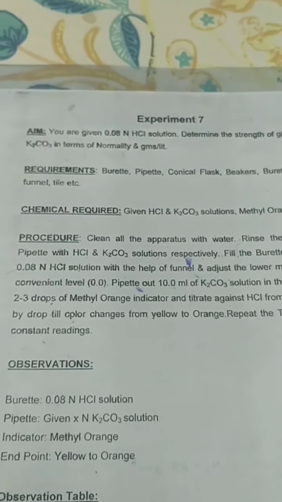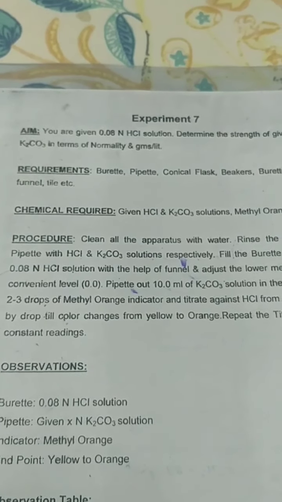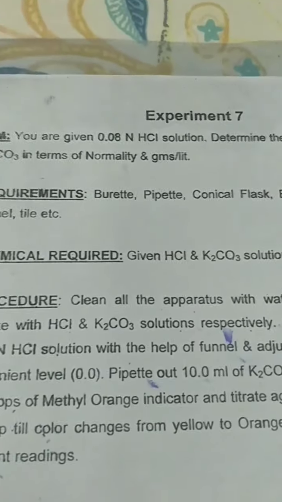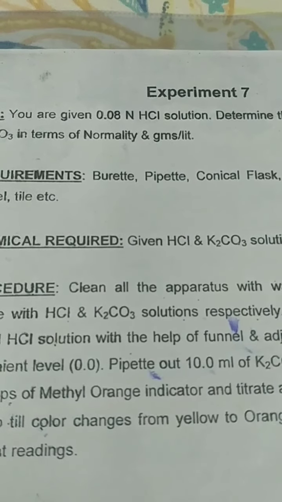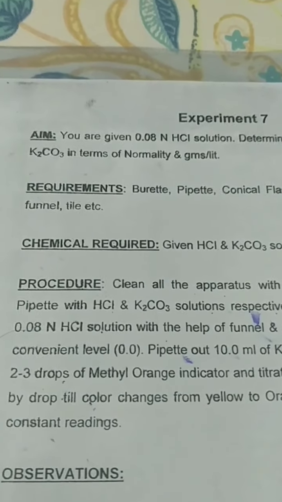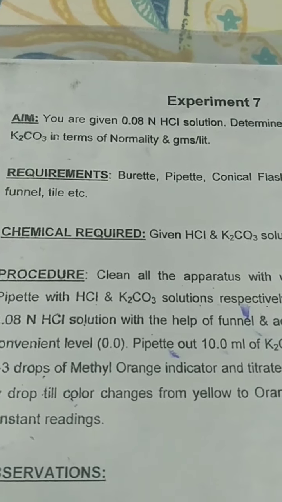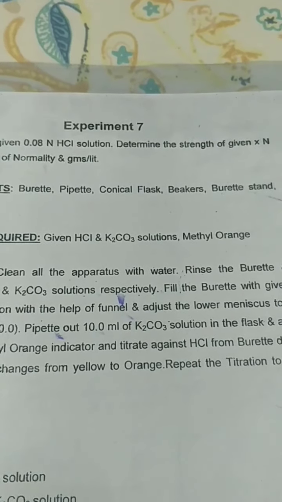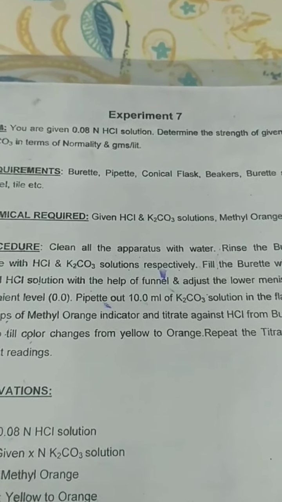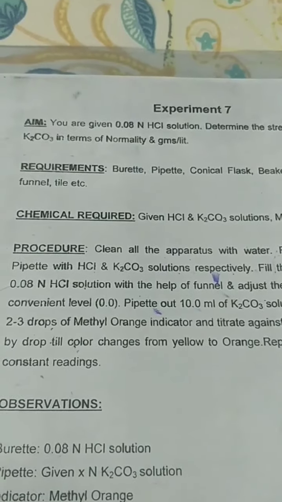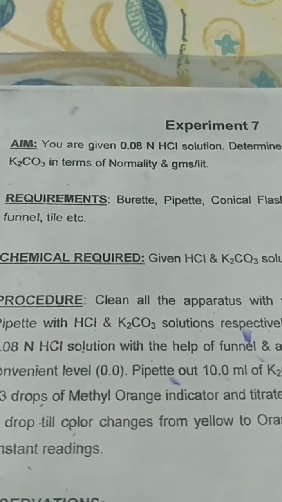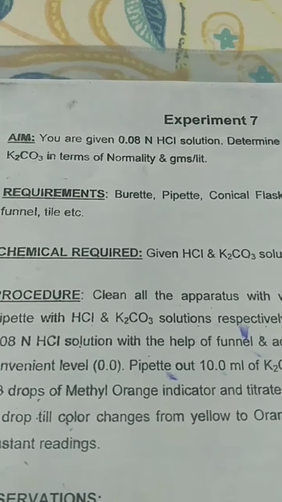So from this aim you can see we will be using two reagents. One is HCl, and the normality of HCl is already given, which is 0.08 normal, and with the help of this we have to find the normality of K2CO3 solution, which is X normal. That means it is unknown for us. So while doing this experiment we have to find the normality of K2CO3 solution, and also we have to find its strength in grams per liter.